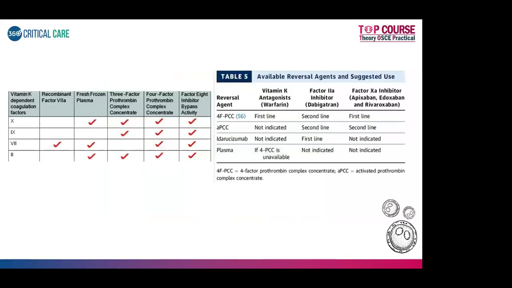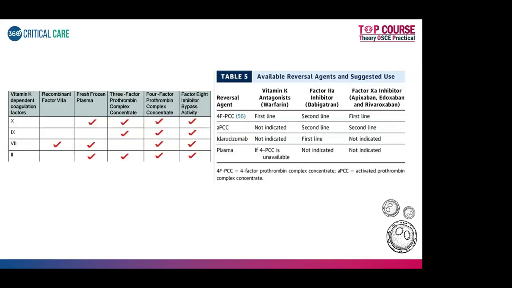Okay, so then there might be questions asking about reversal agents and what is three-factor PCC, four-factor PCC, and what factors are present usually. Whenever they talk about three or four factor, the major thing they're looking at are the vitamin K dependent coagulation factors like 2, 7, 9, and 10. So what is not there in three-factor? Factor 7 is not there. Usually you need to remember all of this. You need to remember the names of all the factors as well.